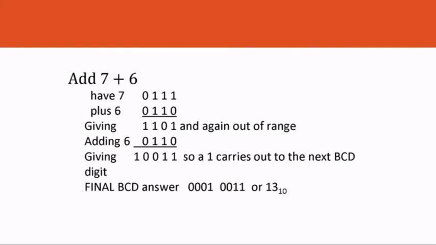And when you add 6, you have to again group them by 4, just like this. So we have 1 0011, where the 1 is carried out to the next BCD digit. Therefore, the final answer is 0001 0011. This is one digit and this is another digit. So the answer is 13 in base 10.